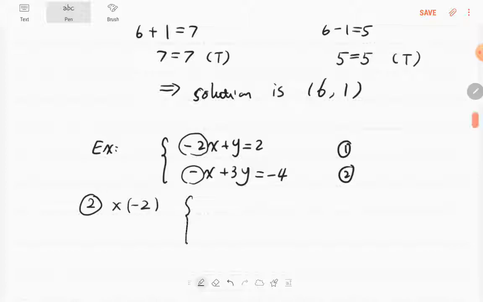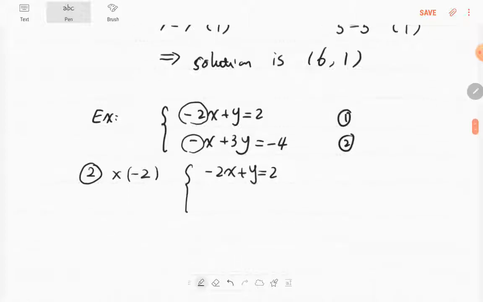So for the second equation, if we multiply by negative 2, we will have, we copy down the first one, but we multiply by negative 2. So the first term we will get 2x, but don't forget you also need to multiply the remaining part. Negative 2 times 3y will get a negative 6y. Of course, you should do the same thing on the right side. So negative 2 times negative 4 will get positive 8.